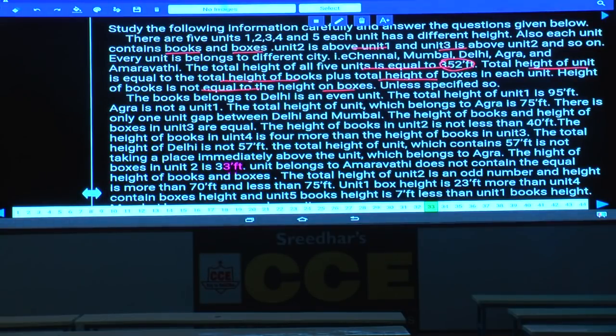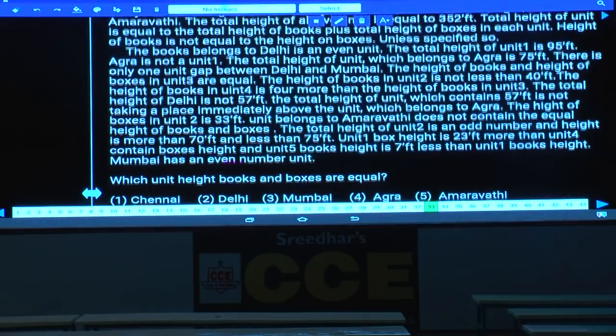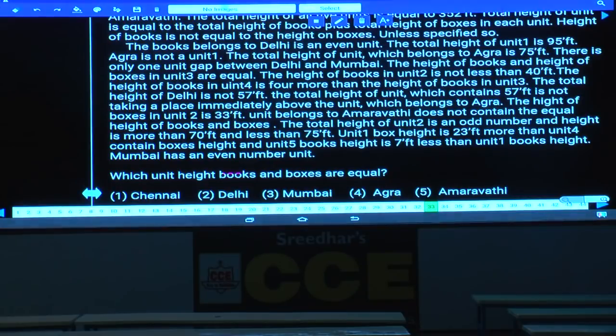And books and boxes are not one and the same in any of these. These two are different from each other, unless specified so. If it is given anywhere, then they are equal, or else they are different from each other. Clear now? This is the description part. And the books belonging to Delhi are in an even unit. It can be either on the 2nd floor or on the 4th floor.